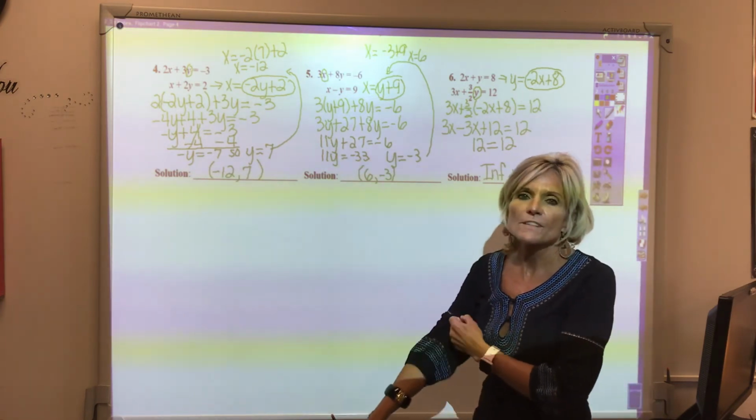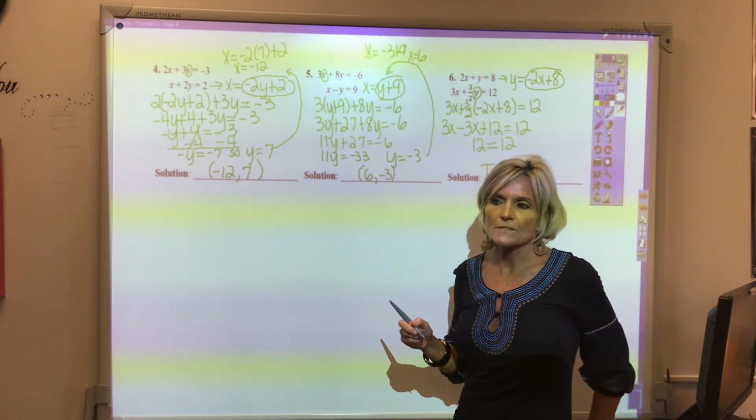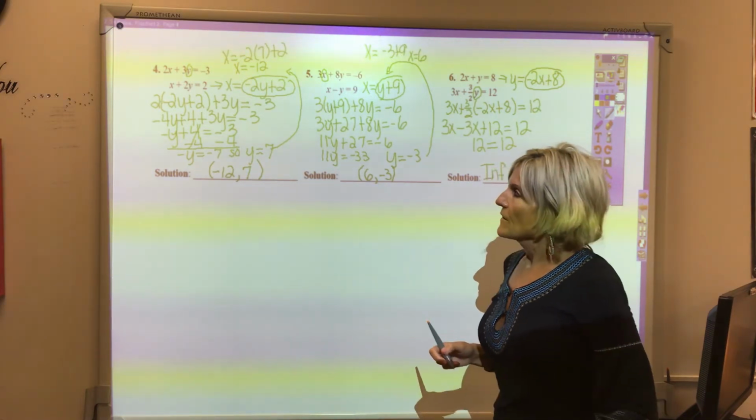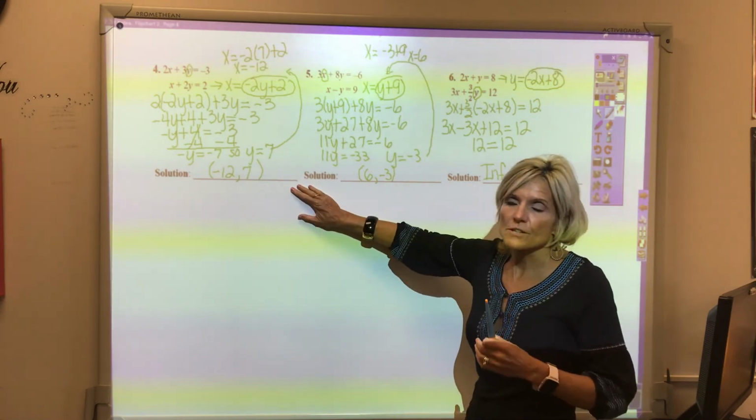We'll have an example of a no solution on the next 3 so that you can see what that looks like as well. Okay, so this is solving algebraically using substitution.